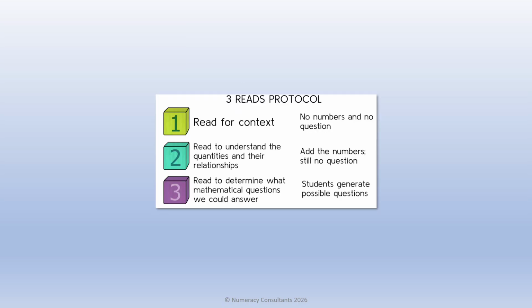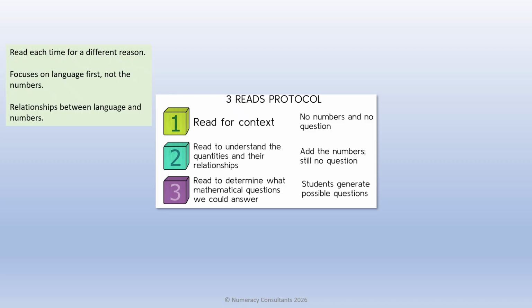So there's a strategy out there that sort of was developed as the anti-cube strategy, because the cube strategy has such a high rate of failure for so many students, especially when the problems get more difficult. In the 3 reads protocol, it's read for context. You read it 3 times. First, you read for context, no numbers, no question. Then you read it again for the quantities and their relationships, and still no numbers, still no question. And then you read to determine what mathematical questions we could answer. So this is basically a strategy that was developed to stop the harm that was being done by the cube strategy. And there's a really good part to it.